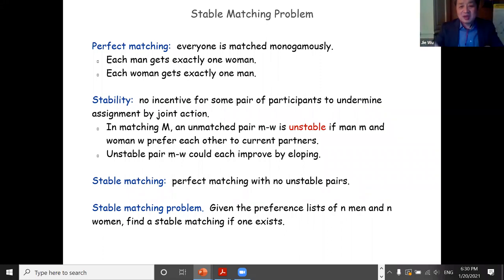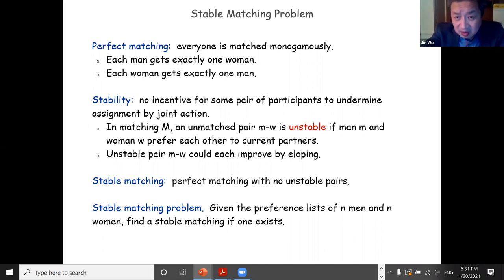Like imagine two pairs. If the man of the first pair likes the woman of the second pair better than his wife, and the same thing, the woman of the second pair prefers this man to her current husband, then these two will basically swap. So that means it's unstable, right? They will escape and may form another pair. So you get that, right?